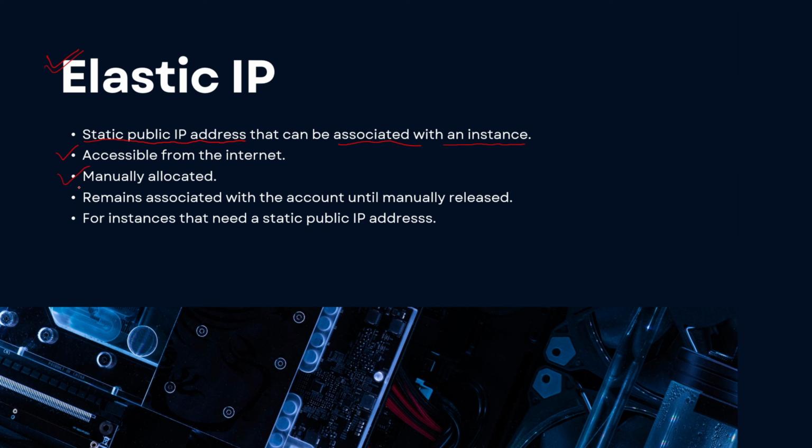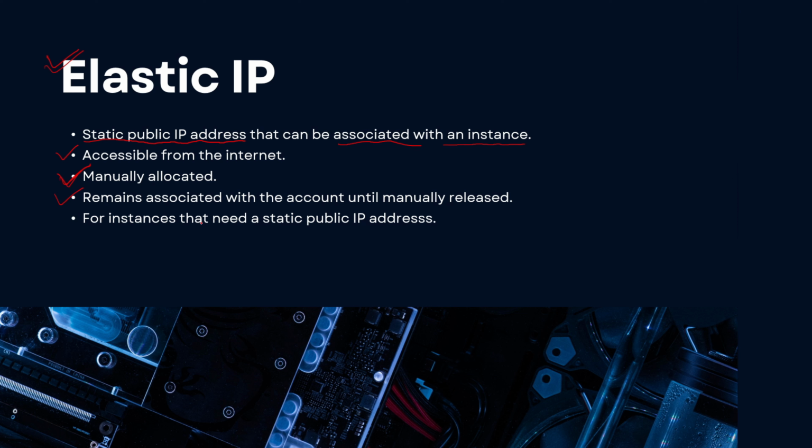It is manually allocated. Now remember, in the previous two, that is public and private, we had both automatic allocation and also manual allocation. But when it comes to Elastic IP, it can only be manually allocated. Now, it remains associated with your AWS account until you manually release that Elastic IP.